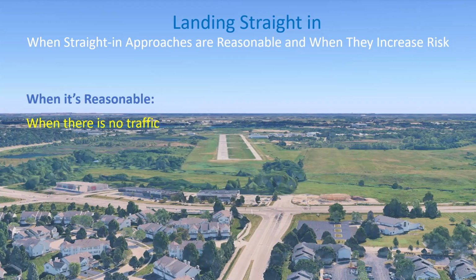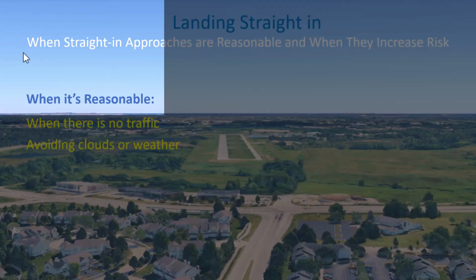If you're already lined up with final, why go all the way around into the 45 if you don't have to? Avoiding clouds or weather is a big reason. So assuming this is runway 8 in this example, assuming that there's traffic on downwind over here, you'd be watching out for traffic.